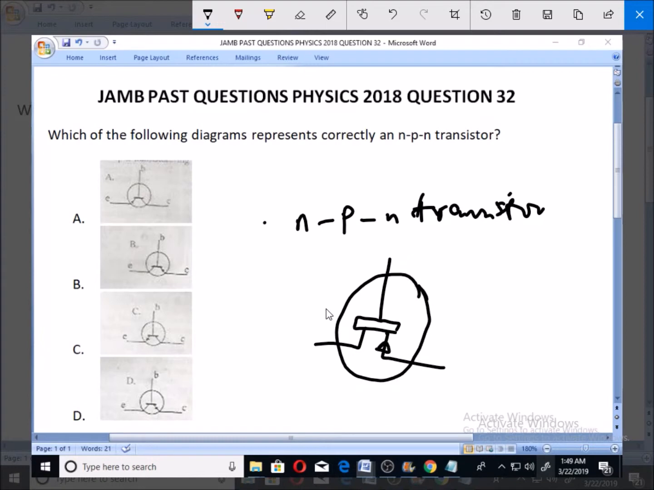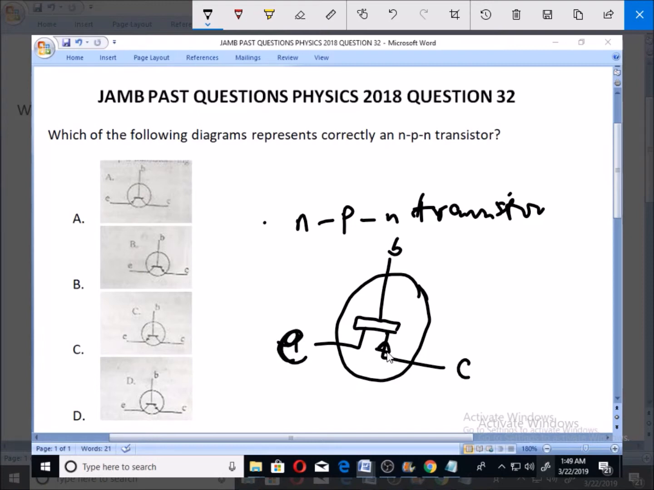Then here you have your A, B, and C. So this is the diagram of an NPN transistor. So which of the following is very close to what we have here? This is actually E.